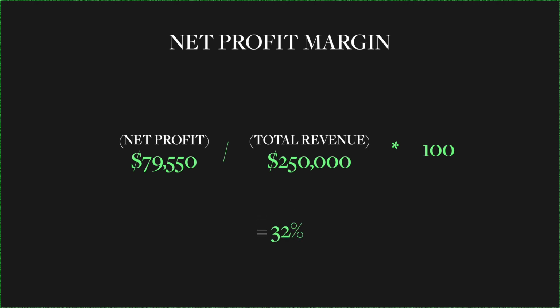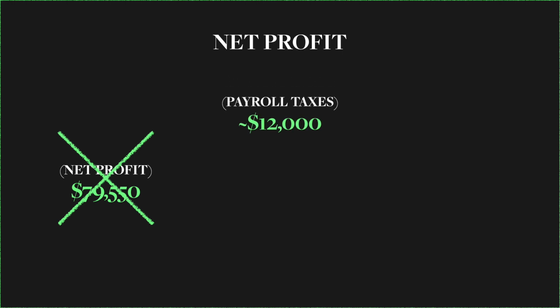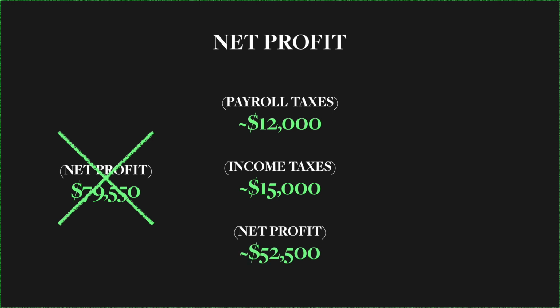But what story is this really telling us? Well, it's telling us that Amanda has $79,550 left over after all of the expenses that her business incurred have been paid. And that means she can take home close to $80,000, right? Not exactly. First, we know that Amanda is going to have to pay about $12,000 of that in payroll taxes. She's also likely to have to pay a big chunk of that in income taxes. Let's assume those are about $15,000. That only leaves her with about $52,500 after taxes have been paid.